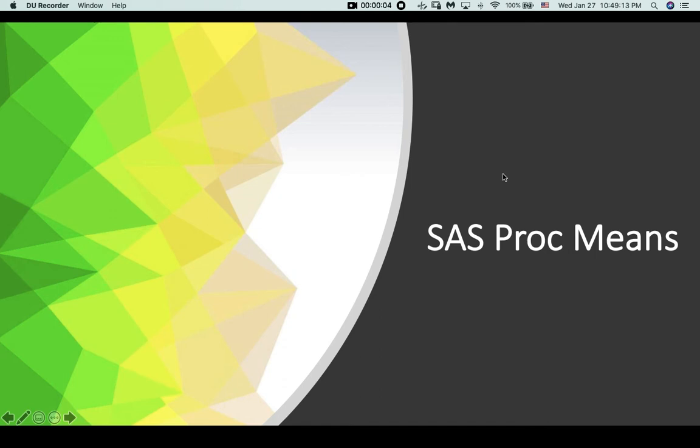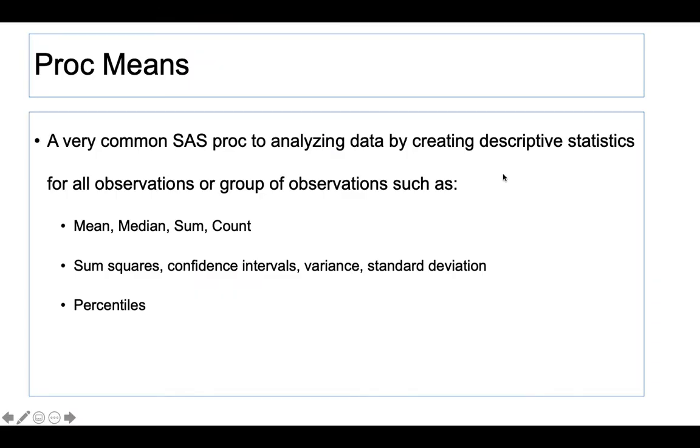Hello everyone, in this video we are going to talk about SAS Proc Means. SAS Proc Means is a very common SAS proc because it can be used to calculate many statistics including the mean and the median. You can calculate sum, count, and sum squares, also confidence intervals. You can also calculate standard deviation, variance, and the percentile. It's mainly used on numeric data.